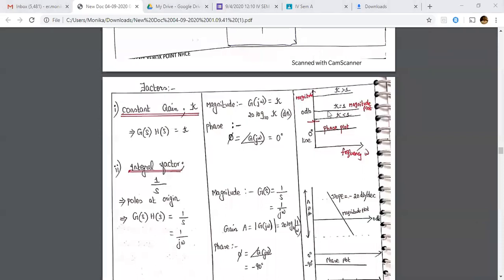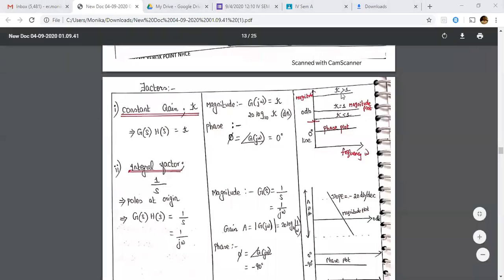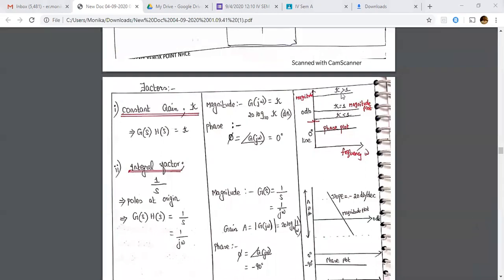It is a constant line. For k greater than 1, the line is above 0 dB line, and for k less than 1, the line is below 0 dB line. Fine. And how is your phase plot? Again, a phase plot is a line. It is at 0. This is your phase plot.